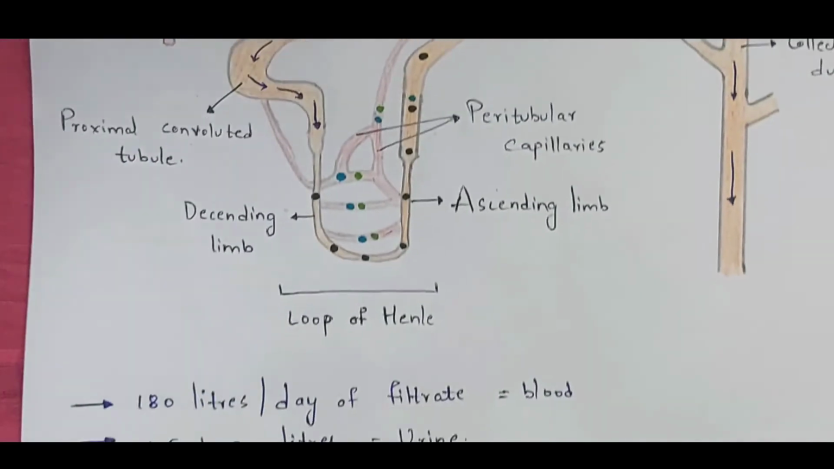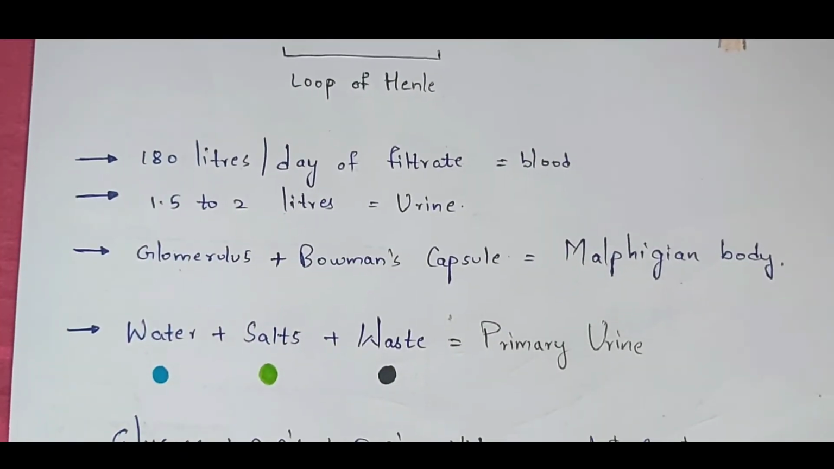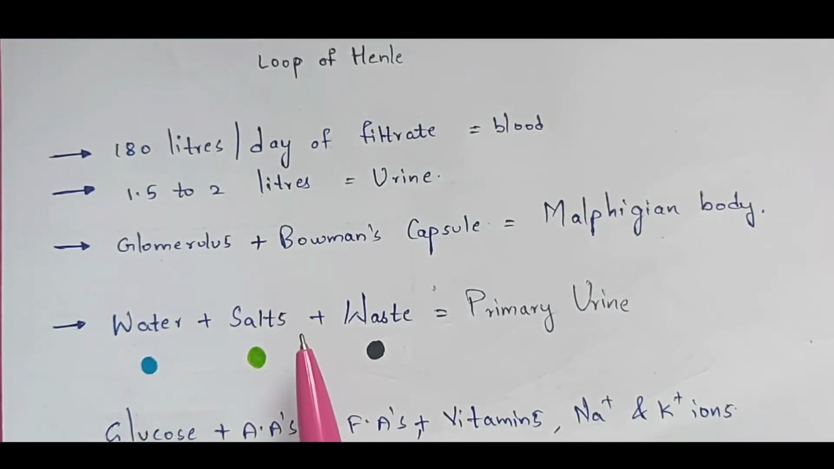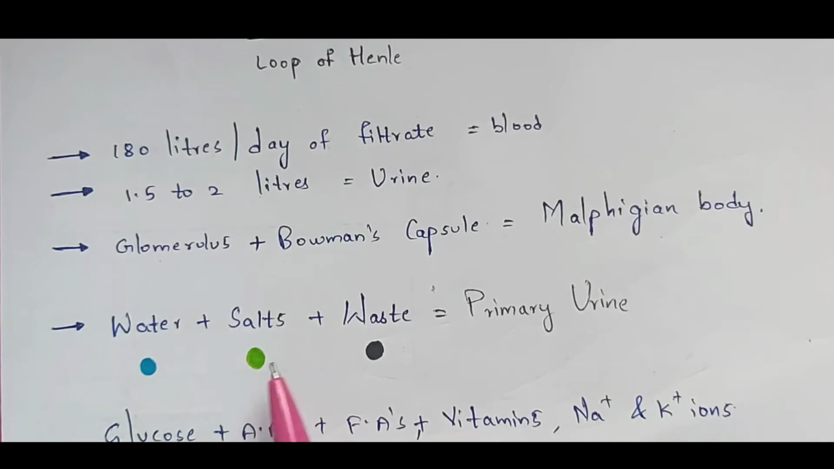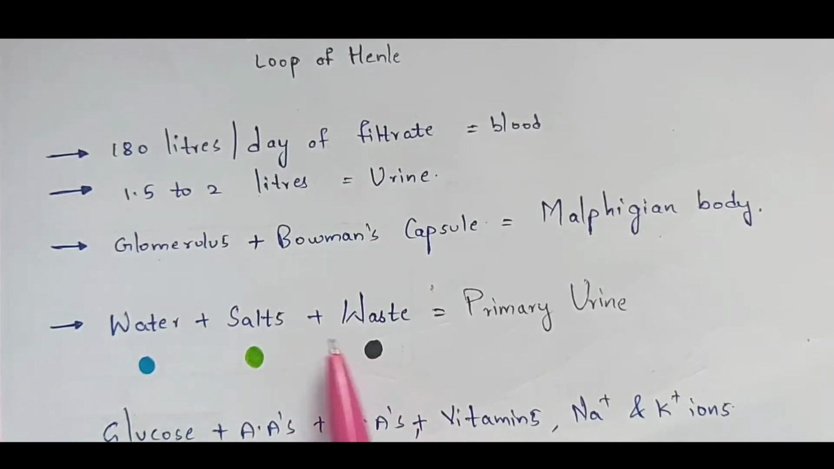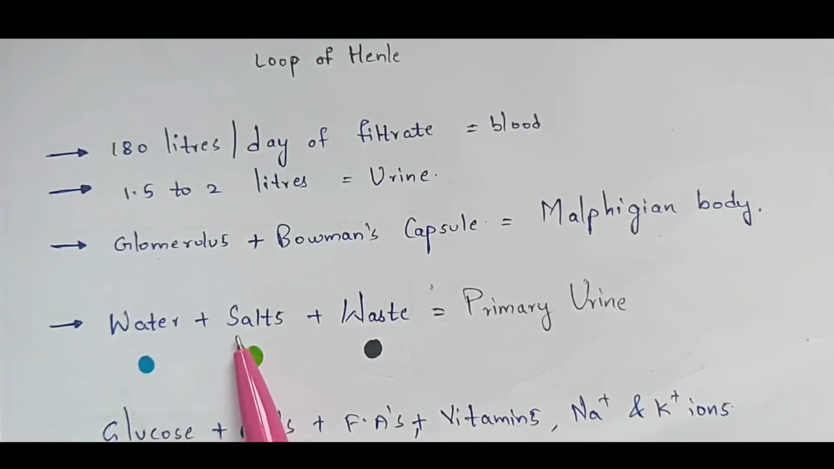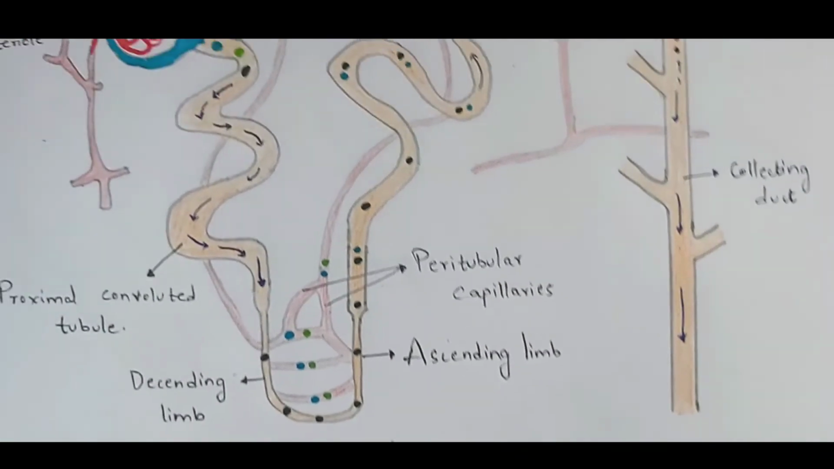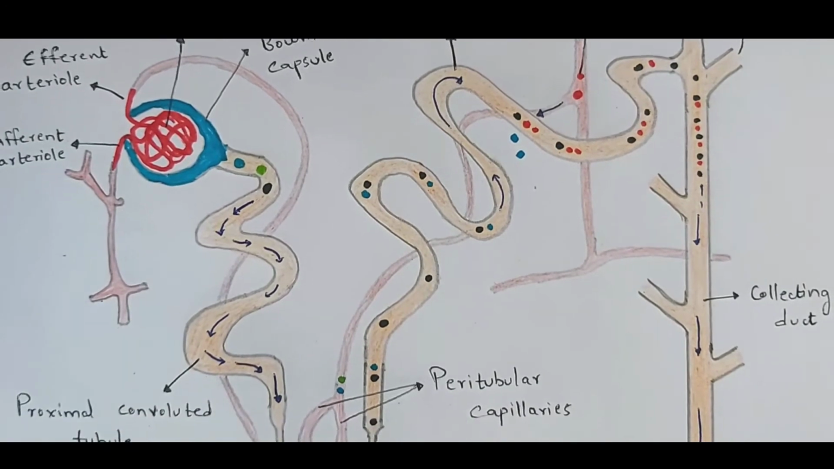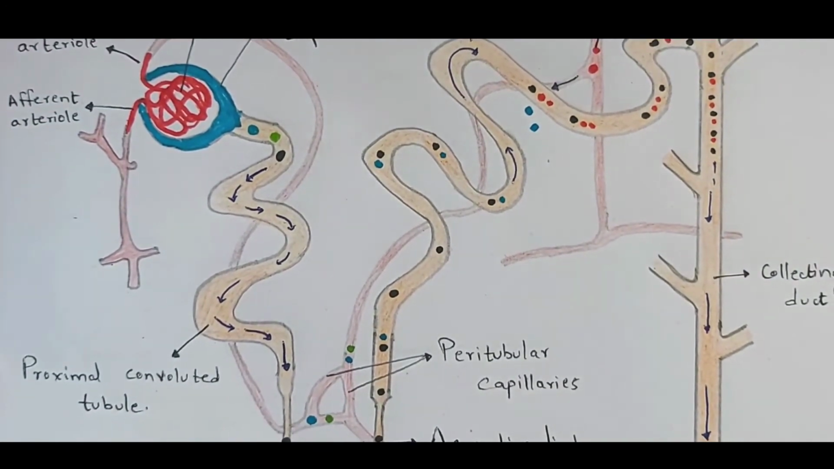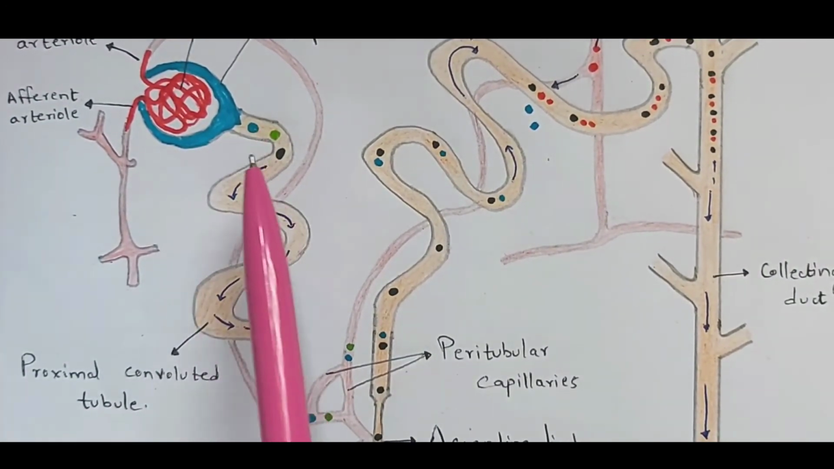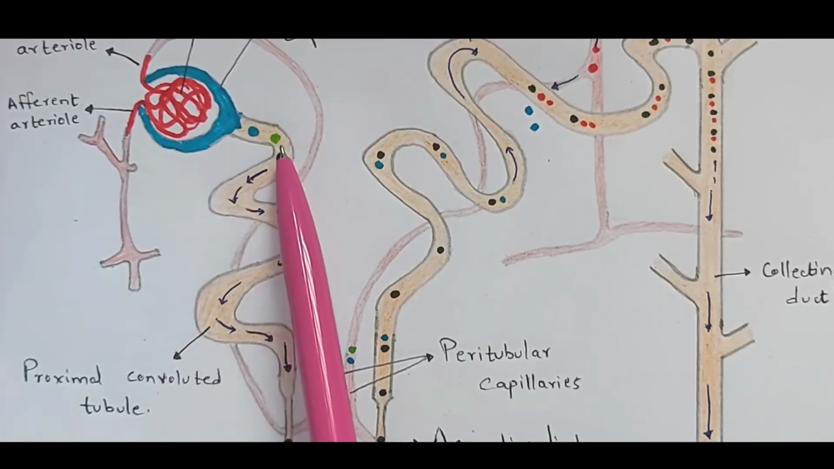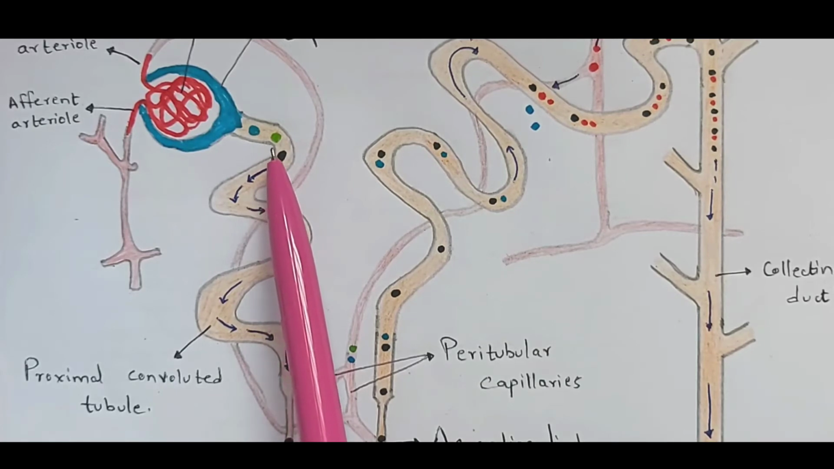Okay, so for our better understanding, water will be indicated with blue color, salts with green color, and waste with black color. So remember these colors: water with blue, salts with green, and waste material with black, so that I can clearly explain the mechanism over here. Okay, fine. So now the salts and all of these molecules will get released out from this Bowman's capsule, from this glomerulus. This is what I explained in the glomerular filtration, right?